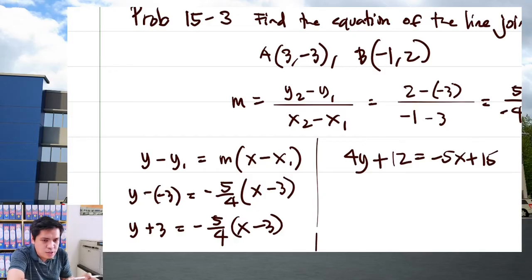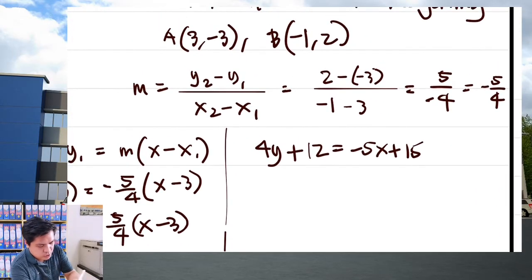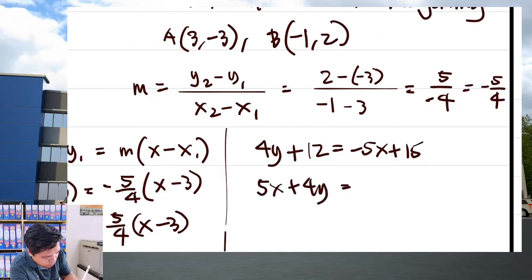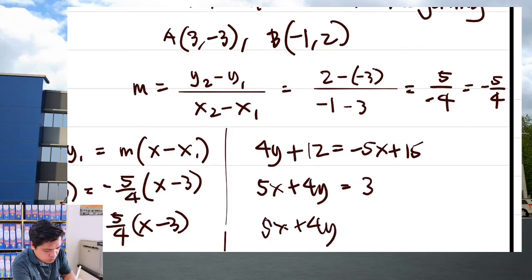So, eto, i-transpose ko na lang dito. I'll change this to standard form of a line. So, kung standard form yung gagamitin natin, that would be 5x plus 4y equal to 15 minus 12. So, that's 3. So, this is the standard form. Kung general form, that would be 5x plus 4y minus 3 equal to 0. Anyway, so that's the equation of our line.